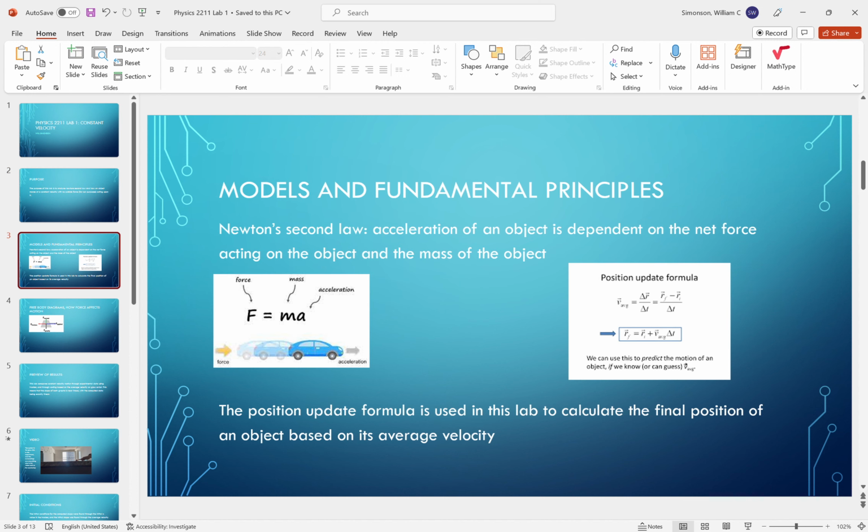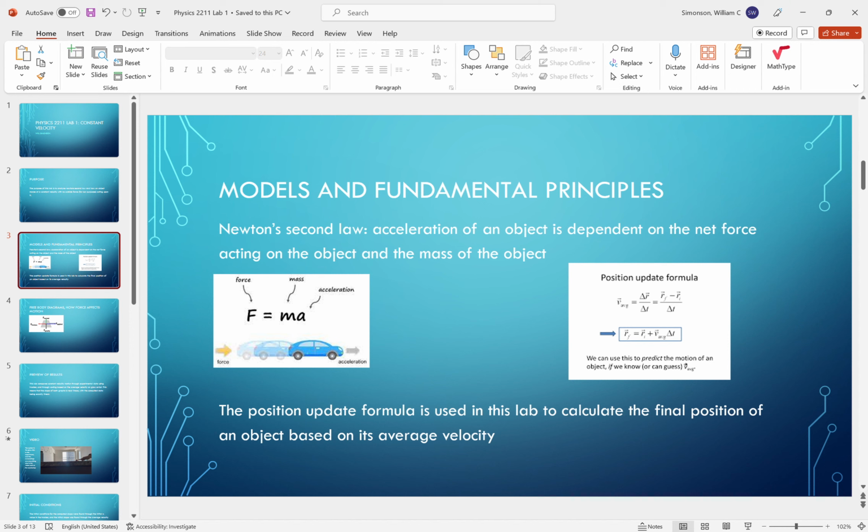Models and fundamental principles. Newton's second law is that the acceleration of an object is dependent on the force acting upon the object and the mass of the object. So you can see here the force is equal to the mass times the acceleration. This sums up Newton's law, and any of these variables can be manipulated to solve for one another, and impulse and momentum can also be derived from this equation.